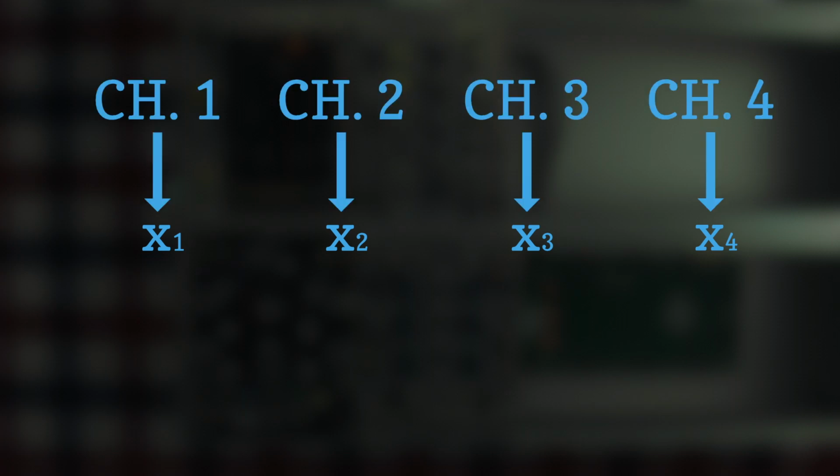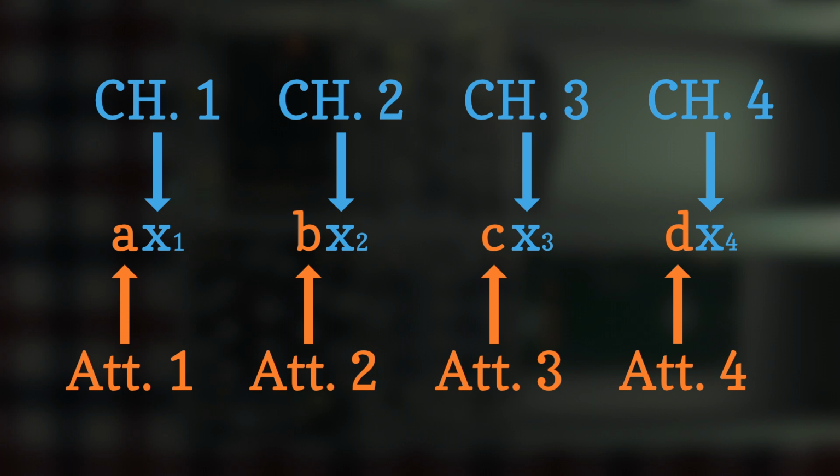With each channel, you have a coefficient associated to each value, which is just a scalar that'll multiply the value plus or minus some volts. These are available via the 4 attenuators in the middle of the module. I'm going to call those coefficients A, B, C, and D. So we have AX1 paired together, BX2, CX3, and DX4.